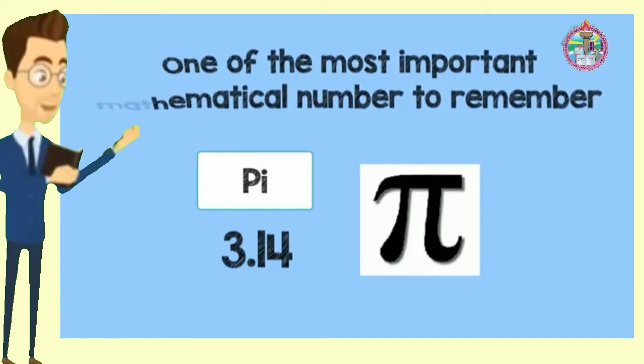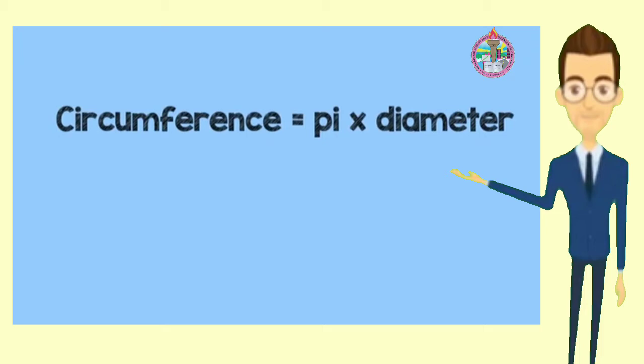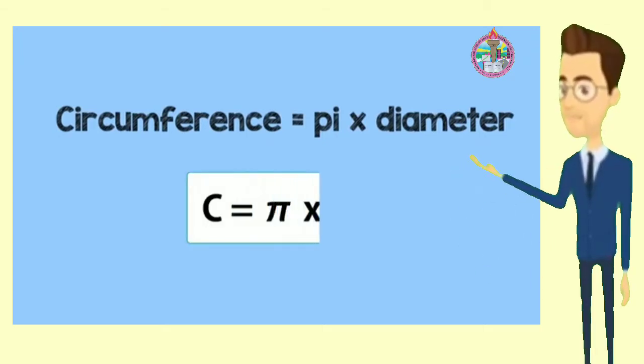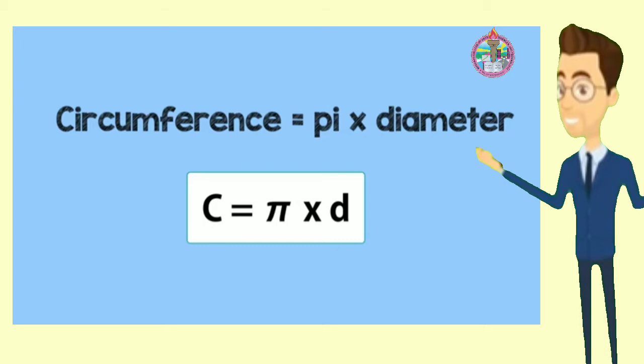The formula in finding the circumference of the circle is just circumference equal to pi times diameter. Same with some formulas, we need to use abbreviation to easily memorize it. Let's use C for the circumference, and then the symbol of pi and letter D for the diameter. So the formula will look like this. So if we know the diameter of the circle, we just need to multiply it to pi, and then we get the circumference of the circle.